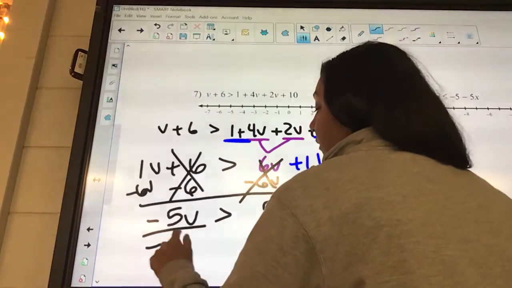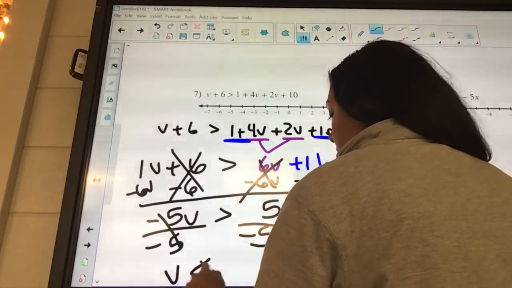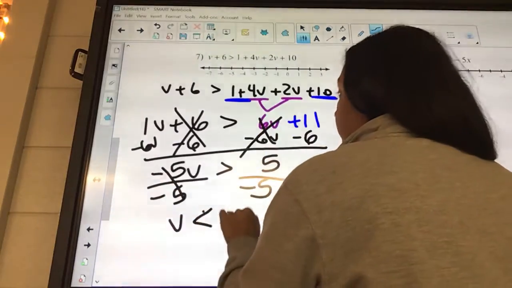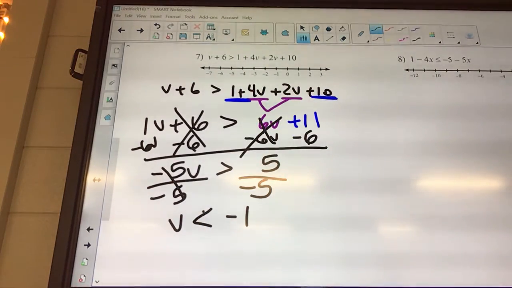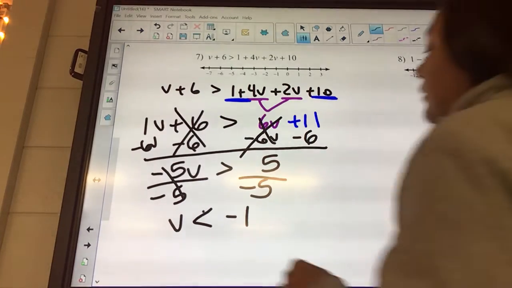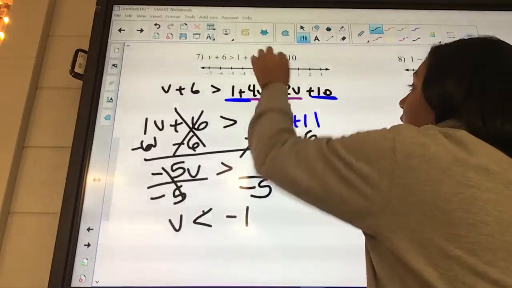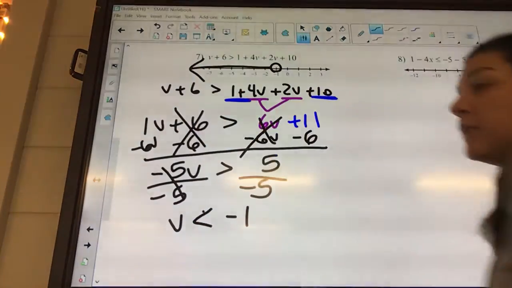And then what? Divide by negative 5 on both sides. Do we need to flip? Yes. Okay, should the 1 be open or closed? Open. And this says V is smaller than, so we're going to go to the left.